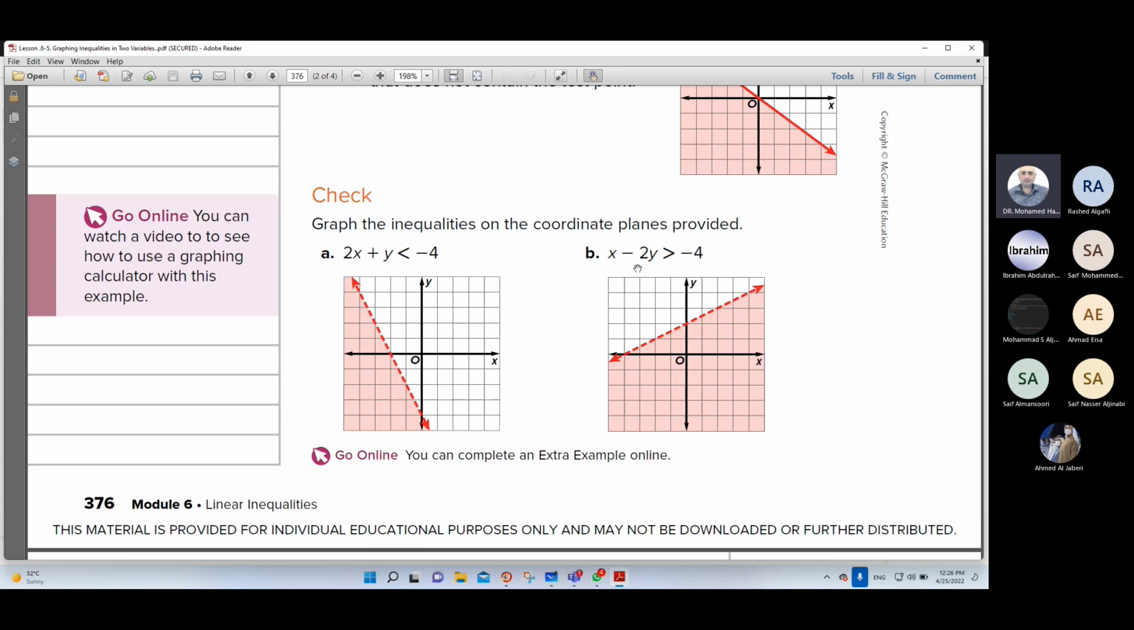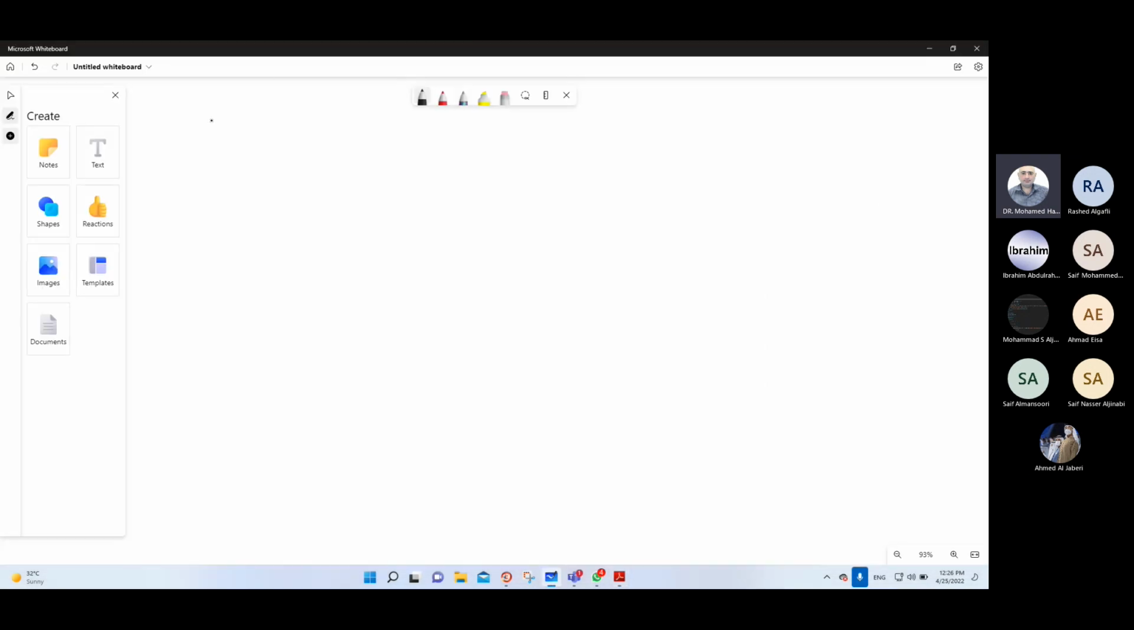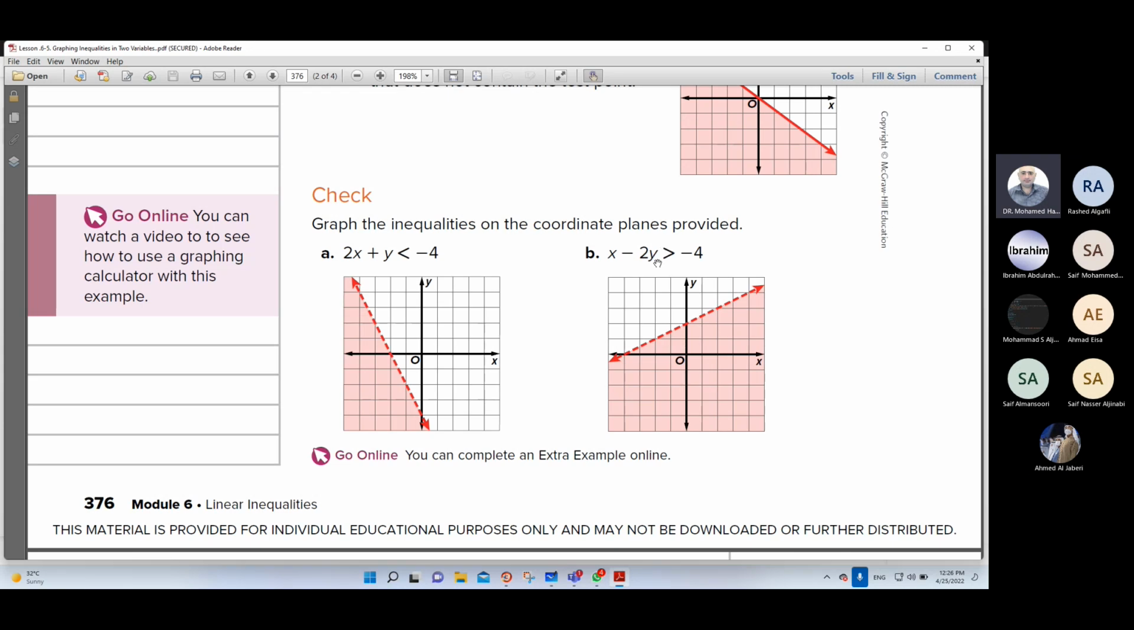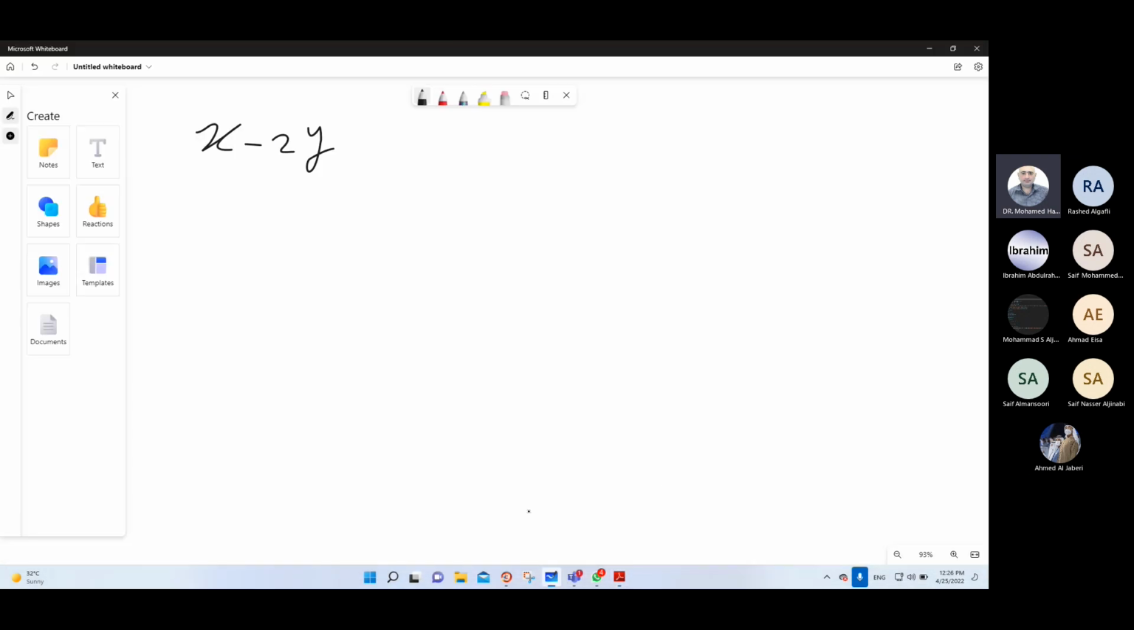Here we have x minus 2y greater than minus 1. We want to graph this inequality and represent the set of the solution in the graph. At first, try to write this inequality as y greater than or y less than. So we can move x to the other side.